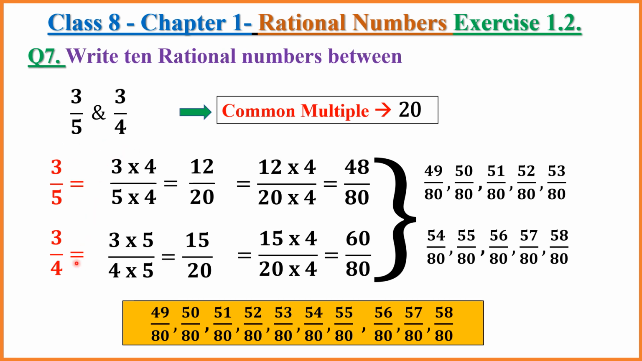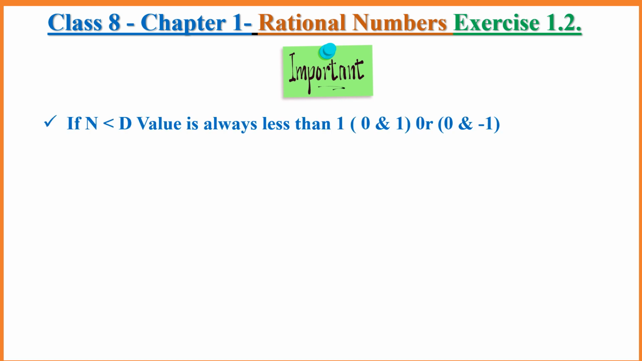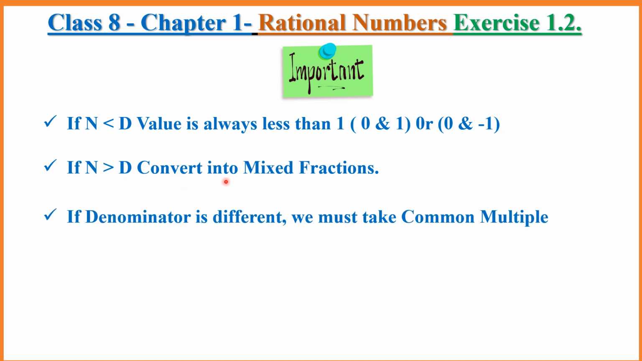Children, that's all for exercise 1.2. Some important points to be noted for this exercise: if the numerator is less than the denominator, the value is always less than 1. That is, if it is a positive number, it lies between 0 and 1, or if it is a negative number, it lies between 0 and minus 1. If the numerator is greater than the denominator, we have to convert into mixed fractions. If the denominators are different, we must take the common multiple.